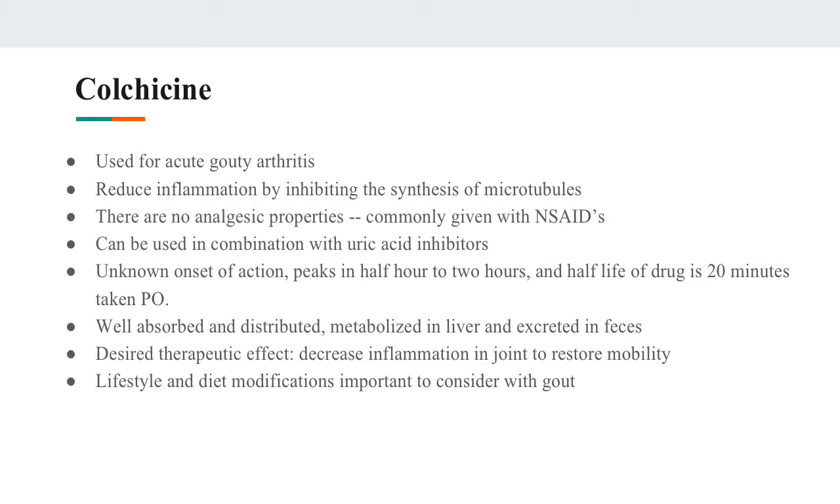the feces. The desired therapeutic effect of this drug is to decrease the inflammation in the joint, which then leads to a decrease in the pain. These therapeutic effects will hopefully restore mobility in the patient. It is also important for the patient to consider lifestyle and diet modifications to prevent uric acid buildup in the body. Some lifestyle modifications can include weight loss, decrease in purine diet, decrease in alcohol consumption, and limiting sodium in the diet to reduce hypertension.